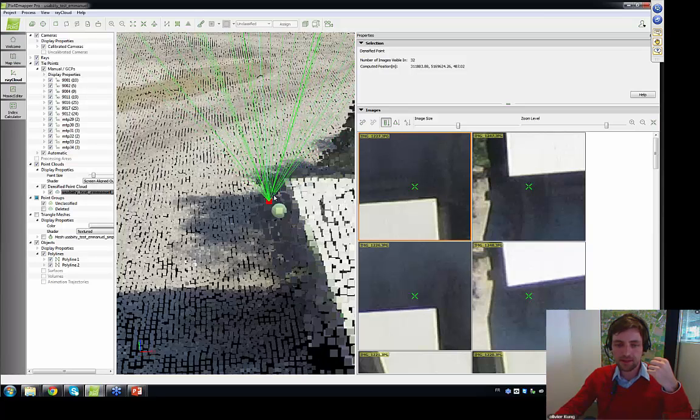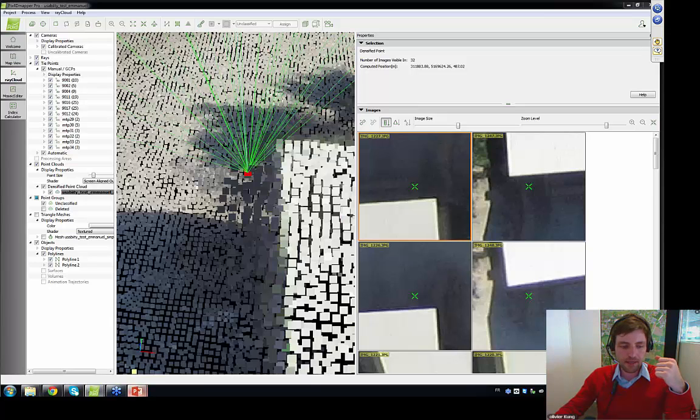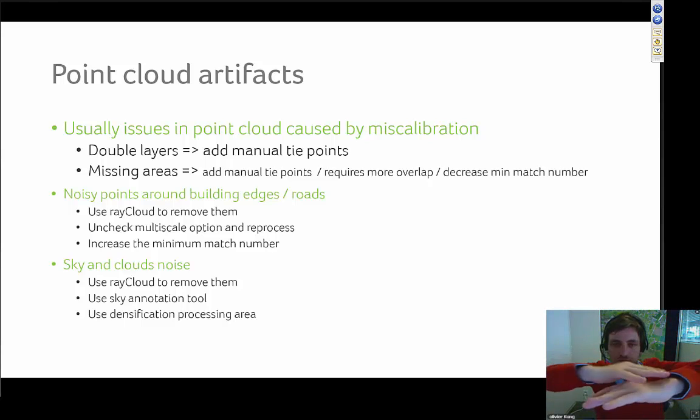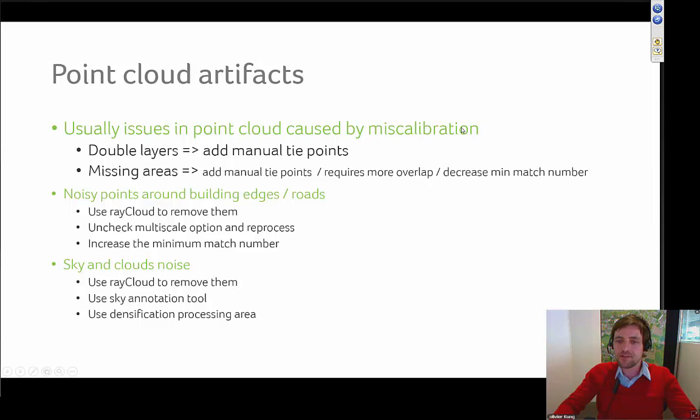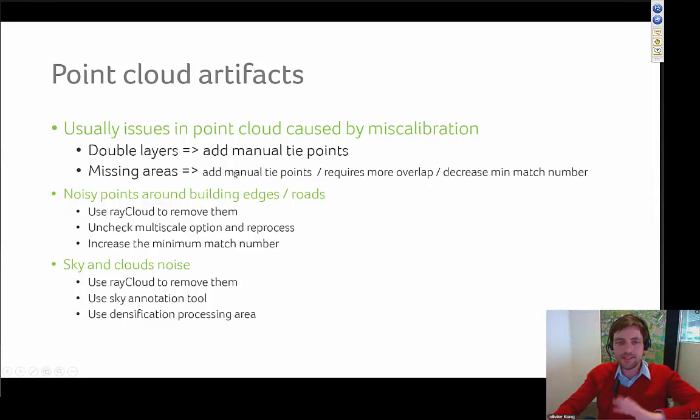Now, what can you do against that if you wanted to improve the point cloud? Something I forgot to talk about first is that most of the issues in the point cloud are usually caused by miscalibration. For example, you may see double layers of points, a layer and then on top of it another layer. This is another good way to see that there was a miscalibration issue. Or when you have total areas which are missing, this could also be because of miscalibration. But this can be solved by the whole beginning of the presentation.